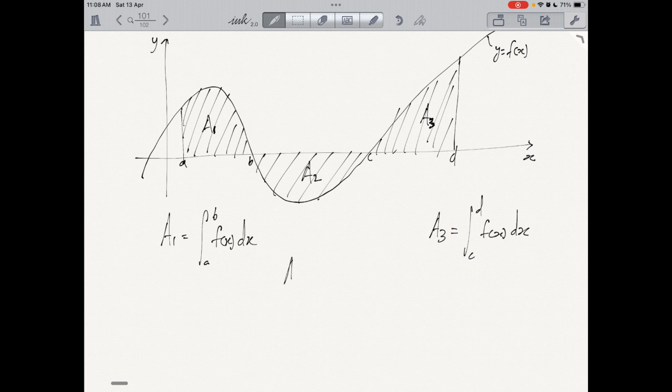And A2 is the integral of b to c of f of x dx. However, because A2 is below the x-axis, we will have a negative sign. So the total shaded area is equal to A1 plus A2 plus A3. So we'll be applying this principle in this example we are going to consider now.